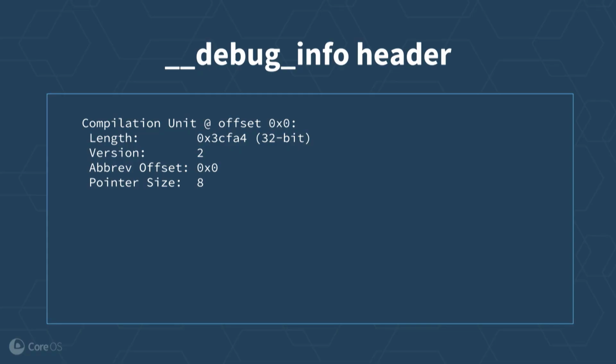Likewise, this is a debug info header. It just gives you some basic information about what DWARF version is used and the pointer size of the particular architecture, which can be useful if you really need to parse it out and don't want to actually guess.